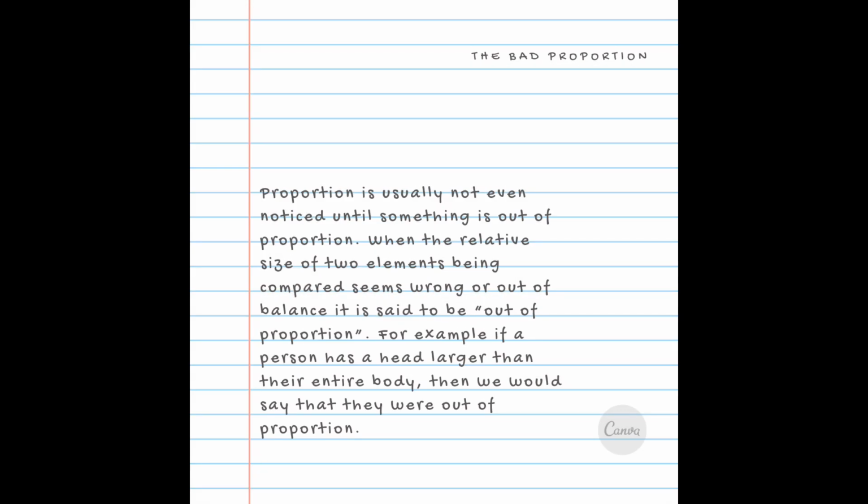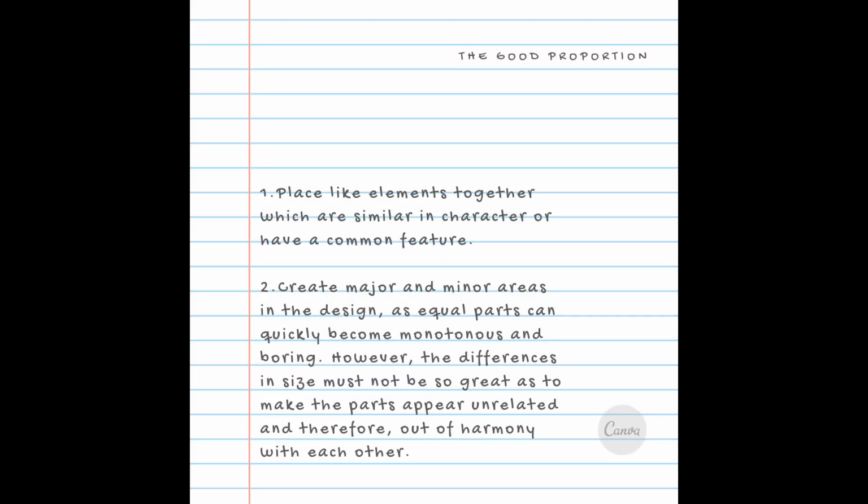The bad proportion. Proportion is usually not even noticed until something is out of proportion. When the relative size of two elements being compared seems wrong or out of balance, it is said to be out of proportion. For example, if a person has a head larger than their entire body, then we would say that they were out of proportion.